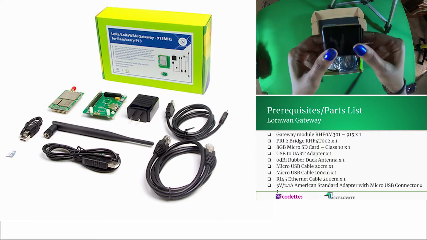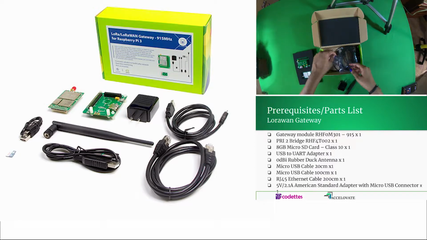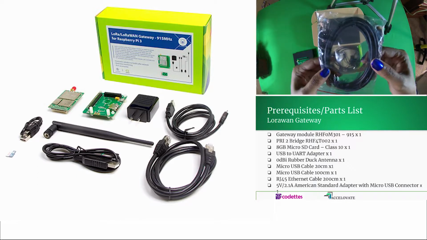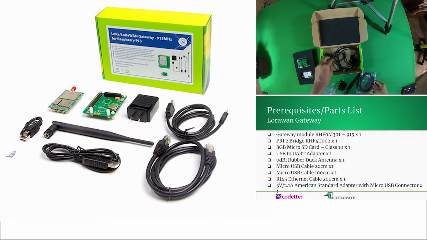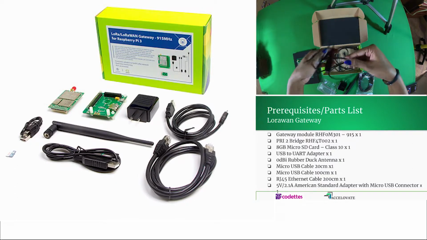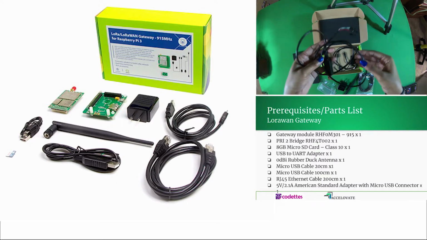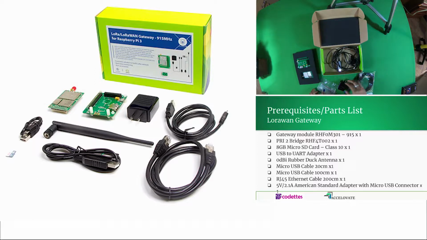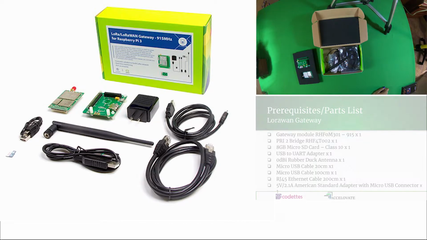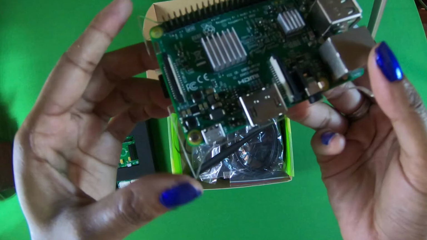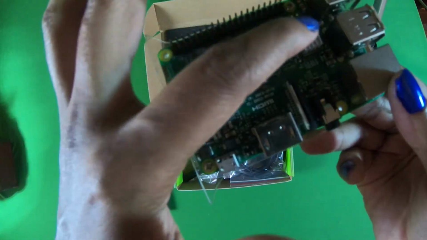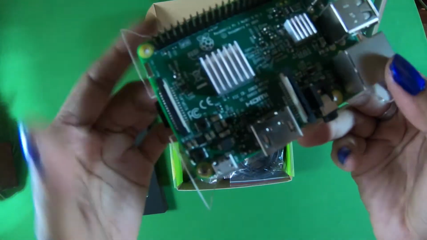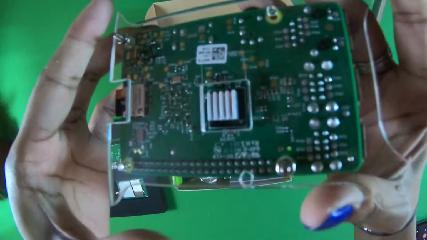We have adapters, micro SD card, Ethernet cable, USB to UART connector, and some micro USB cables. What we'll also be using for this system is the Raspberry Pi 3. As you can see here, we already added some cooling to the Raspberry Pi 3, and we also added this plate for when we'll be assembling it into the case.